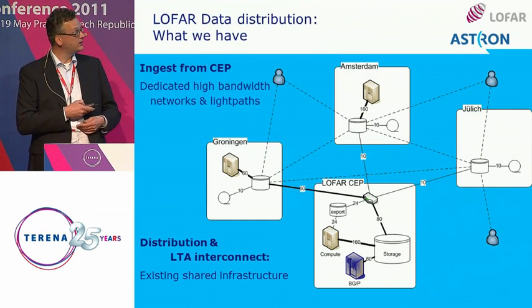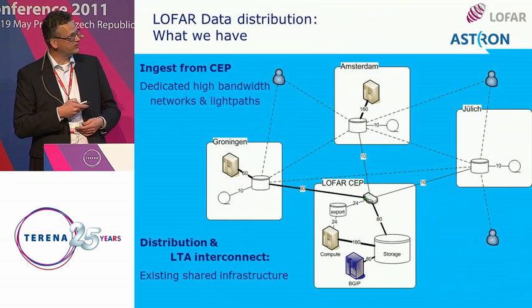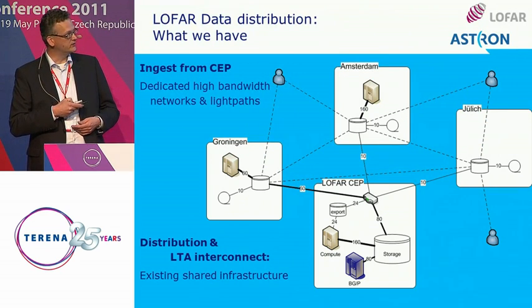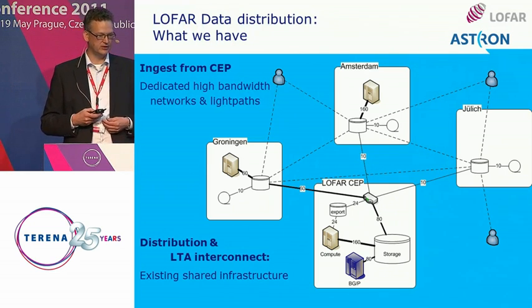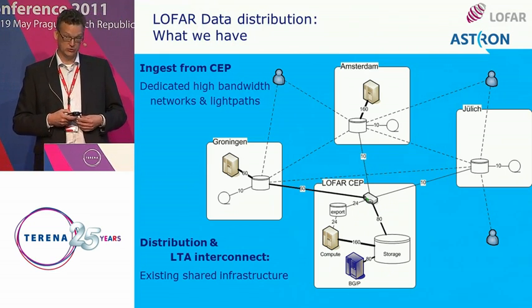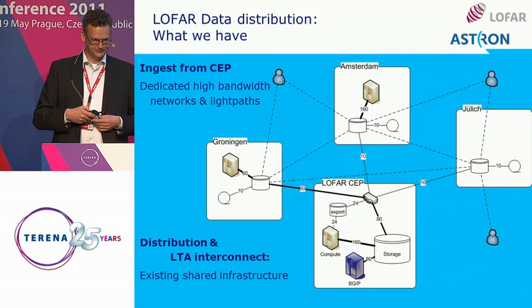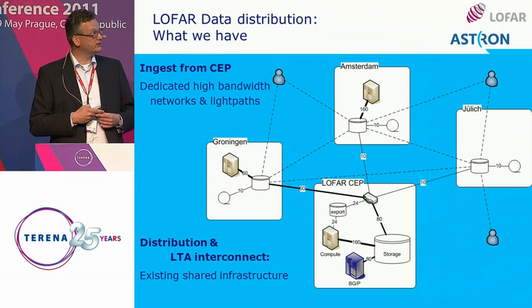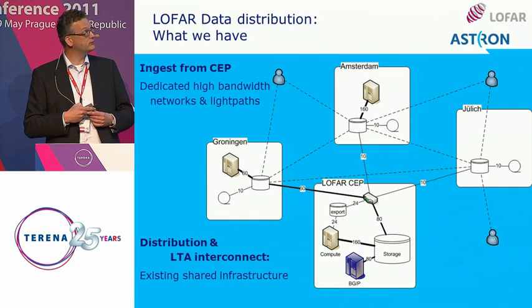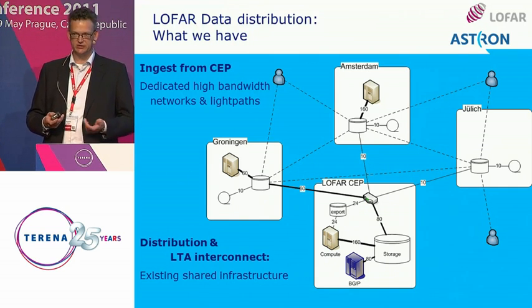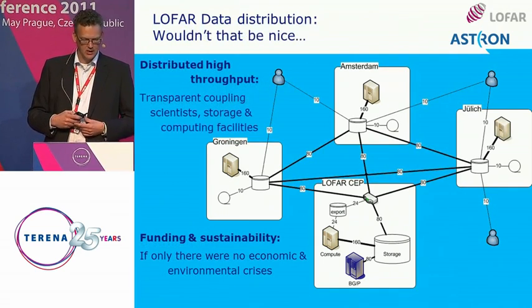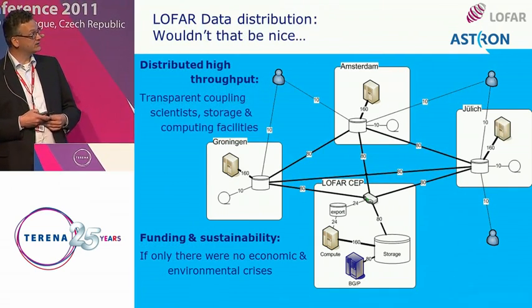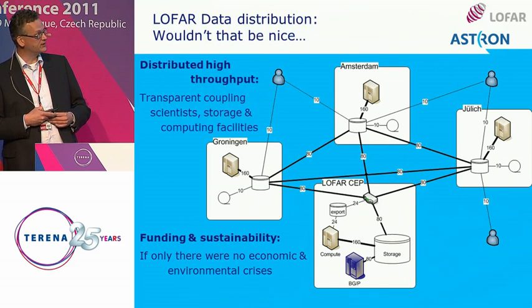This is what we have. We have the central processing area with 10 gigabits per second connections to Amsterdam and Jülich, and because it's basically in the same room, we have a 60 gigabit per second connection to the target storage, which we will be using for this offload mode. Any other connections between the sites and from the sites to the users at the moment are existing NWAN infrastructure, shared infrastructure.